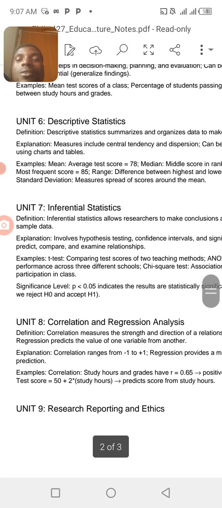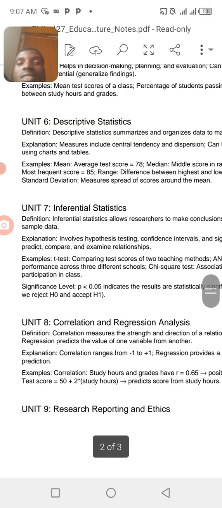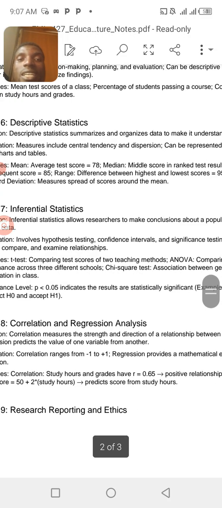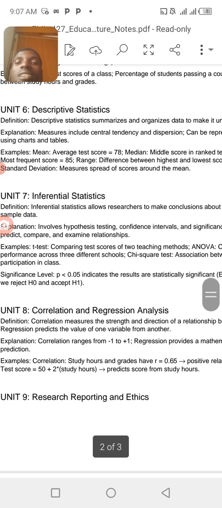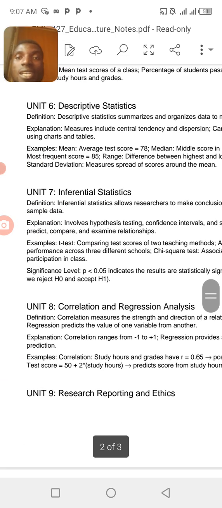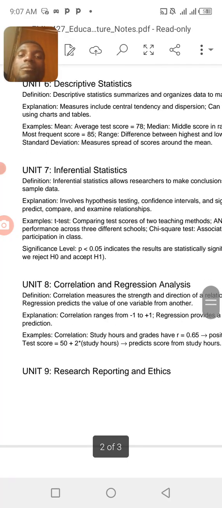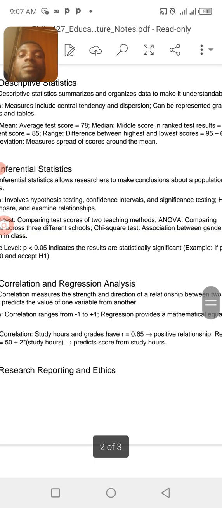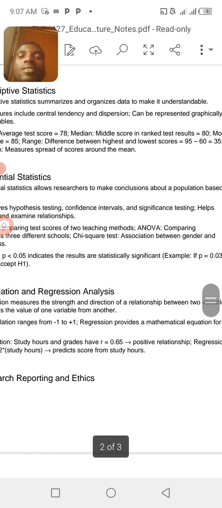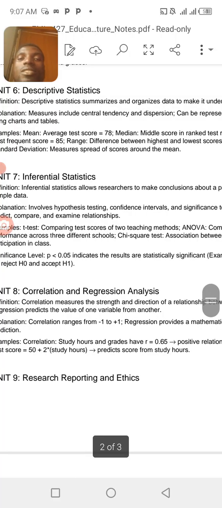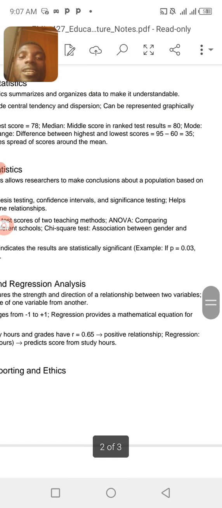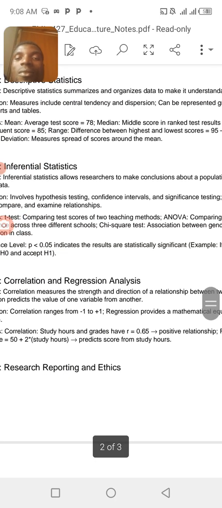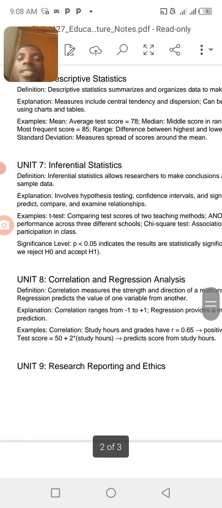Okay, so in descriptive statistics, measures include central tendency and dispersion, which can be represented graphically using charts and tables. For example, let's say the mean average test score is 78. Median, can you see now? Median means the middle score in the ranked test results. So if the average test score is 78, the middle score in the ranked test scores, which is the median, let's say is 80. Now the most frequent score is 85.